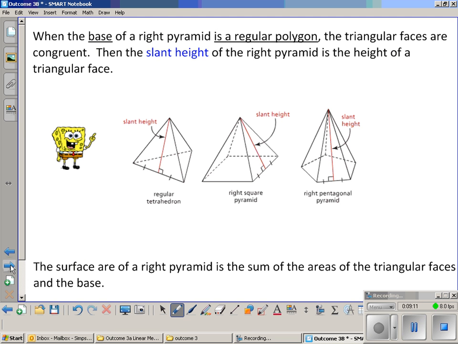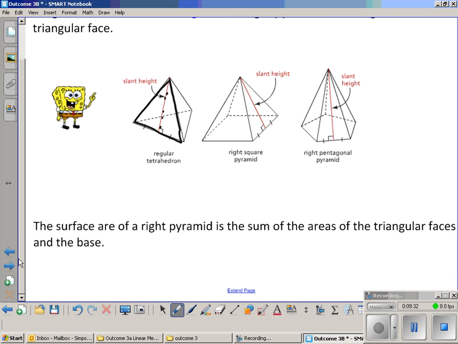When the base of the right pyramid is a regular polygon, the triangular faces are congruent. And the slant height of the right pyramid is the height of the triangular face. So if we're looking at this side and we're trying to calculate the area, this slant height would be the height of that triangle. The surface area of a right pyramid is the sum of the areas of the triangular faces and the base. So if we were doing this right pyramid that's here, I would need to calculate the area of the three faces as well as the base and add those all together.